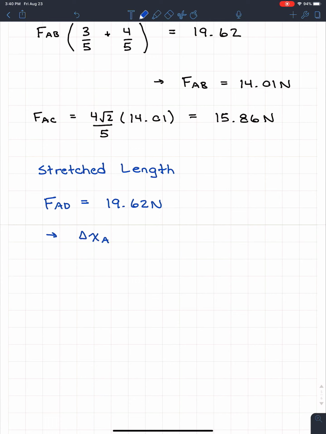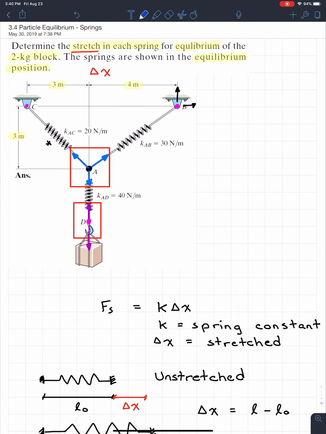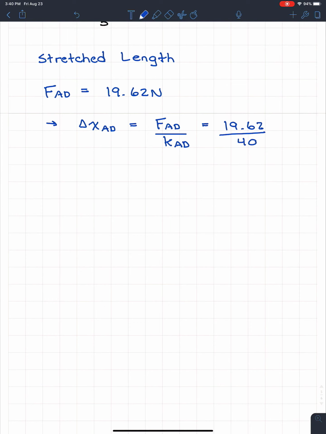So this is going to be delta X AD is equal to force AD divided by KAD. And it's important to put this down so you guys know which K you're doing. So even though we know that this is 19.62 over, we look at the K's for the question that we're given, and we see that each one's a different value. So we got to pick the ones that we know relate to our situation. So KAD down here is equal to 40.